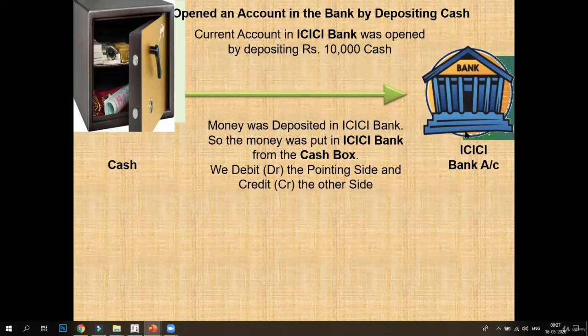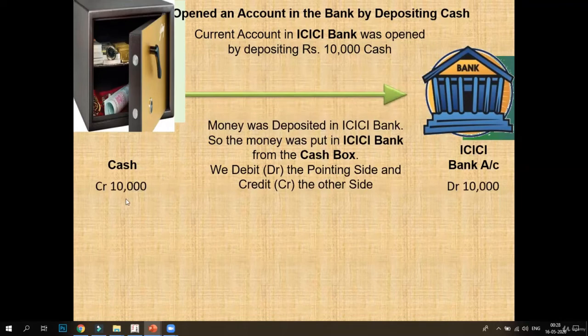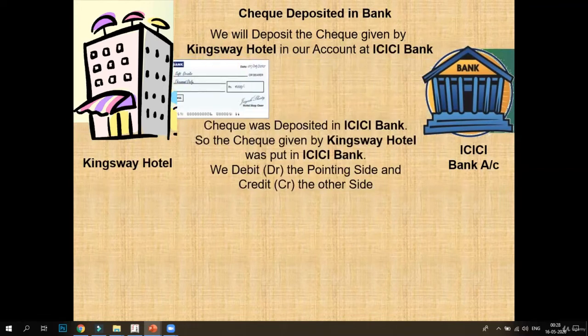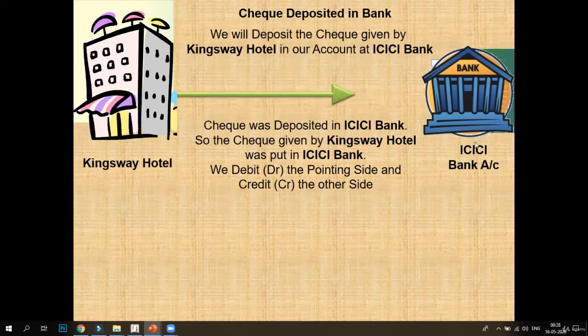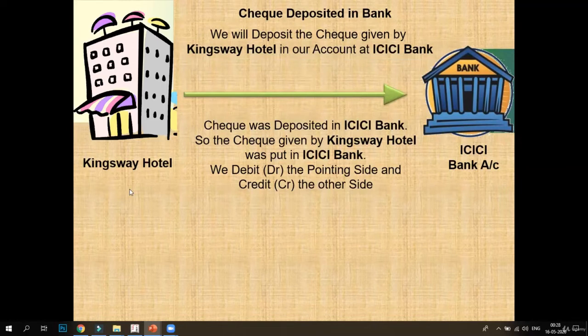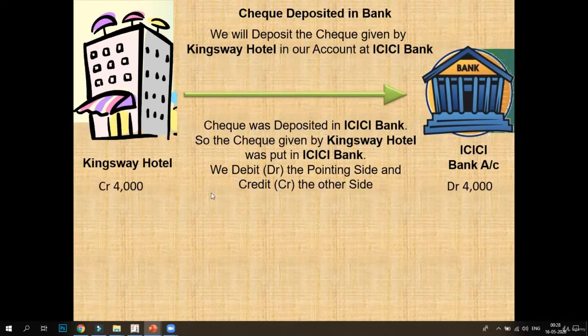So what will we do here? We'll debit the ICICI Bank account because this is increasing. This is a real account and this is an asset, and cash will be credited. Again a real account, but this is decreasing. So the entry will become ICICI Bank account debit to cash account. Now we will deposit the check from Kingsway Hotel in the bank. So what is happening here? Our real account, ICICI Bank account, is increasing. So we'll debit this, and the Kingsway Hotel account, the giver, will be credited as per our personal account rule.